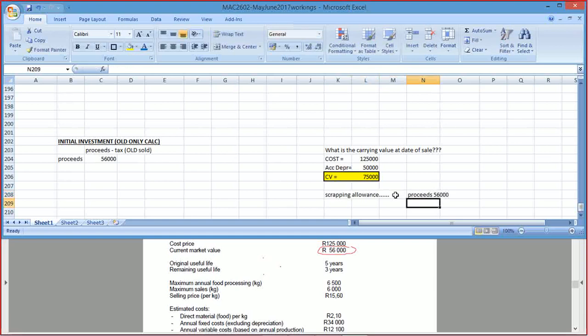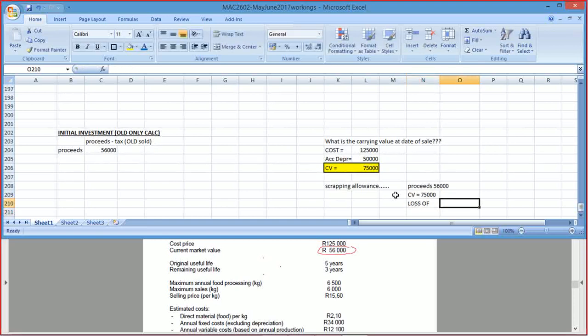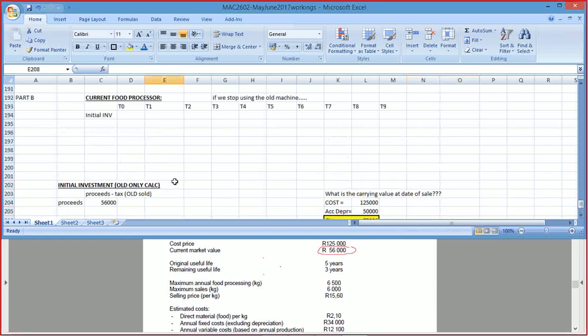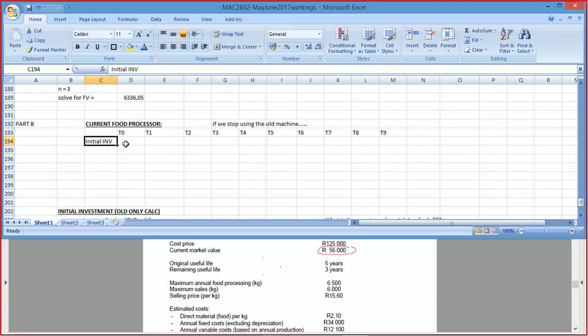Proceeds 56,000, carrying value 75,000. Loss of 56 minus 75, 19,000. So there would be a 19,000 rand scrapping allowance that would come off the proceeds from the sale. Proceeds from the sale would have been a benefit. They would have come in. They would have been an inflow.